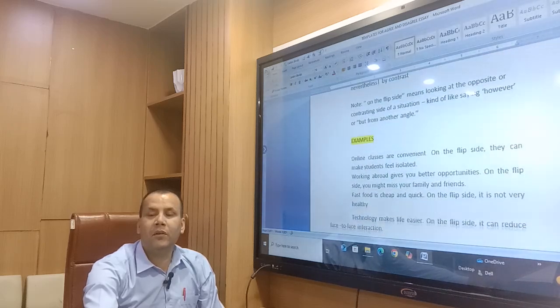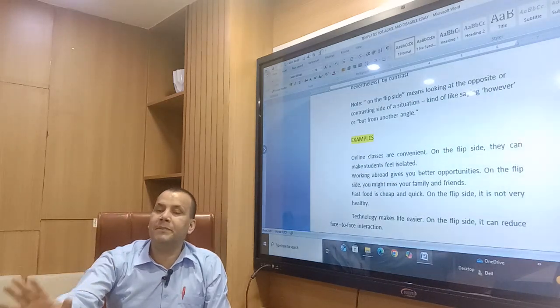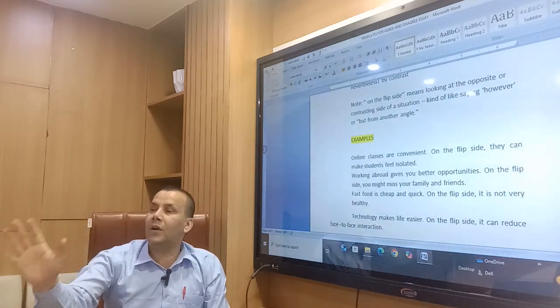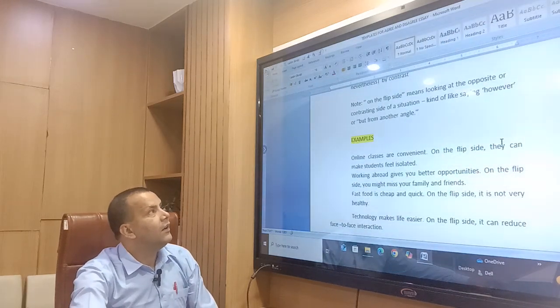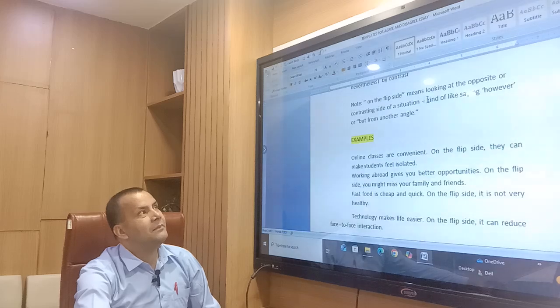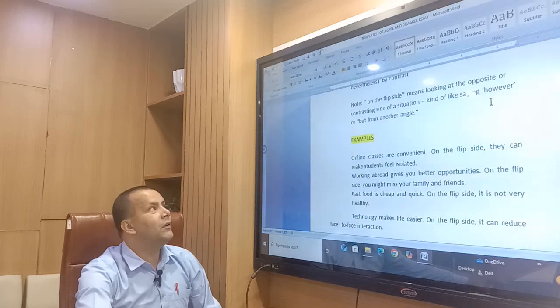What do you mean by on the flip side? On the flip side means looking at the opposite or contrasting side of a situation. Okay, on the flip side means looking at the opposite or contrasting side of a situation, kind of like saying however, but from another angle.